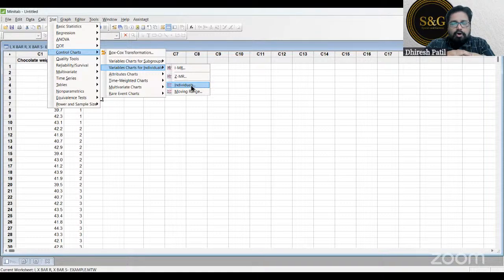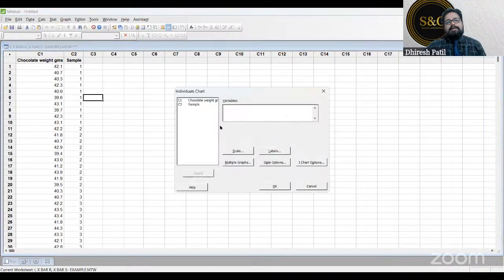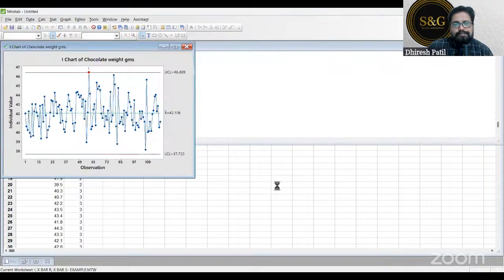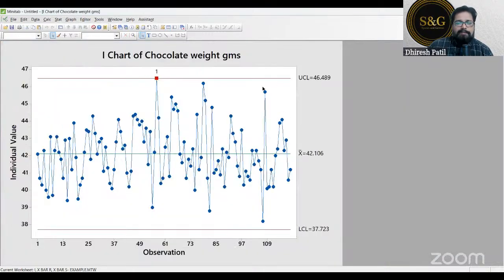Just take a screenshot or write down the process: Stat, Control Charts, Variable Charts for Individuals. Click on that. In the variable box, double click on chocolate weight, and click on OK. Everybody got this? Just type yes in the chat box.